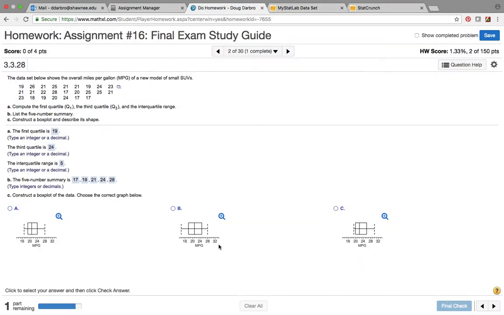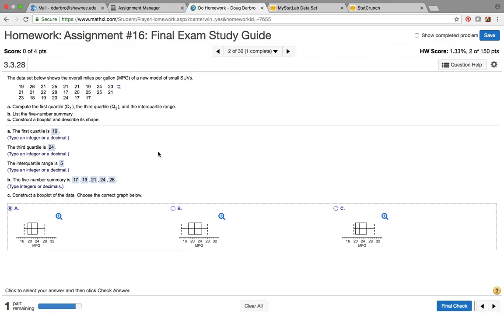distribution. So when I come down here, I'm trying to find the one that has a maximum value of 28. So this end vertical line has to line up with 28. And we see it does here, and it doesn't here. So C is out of commission. There's no way. And since this has a little longer tail than this side, it makes sense to us that A would be the correct answer.